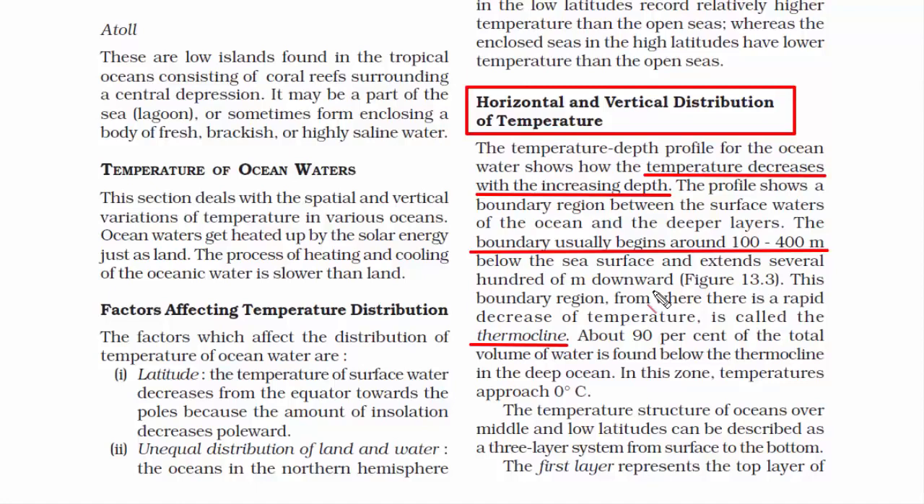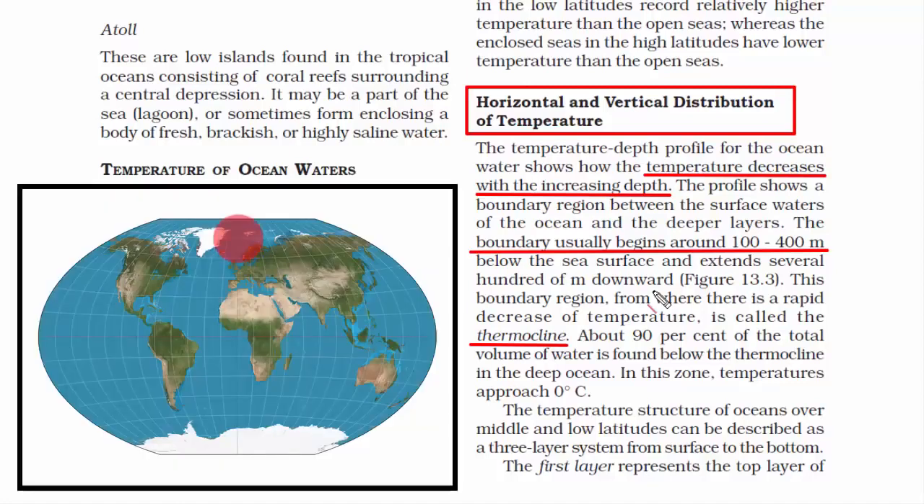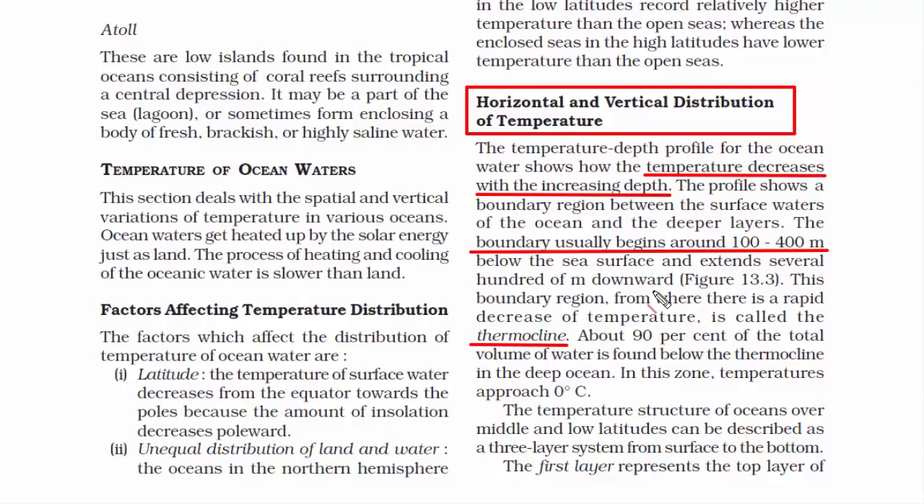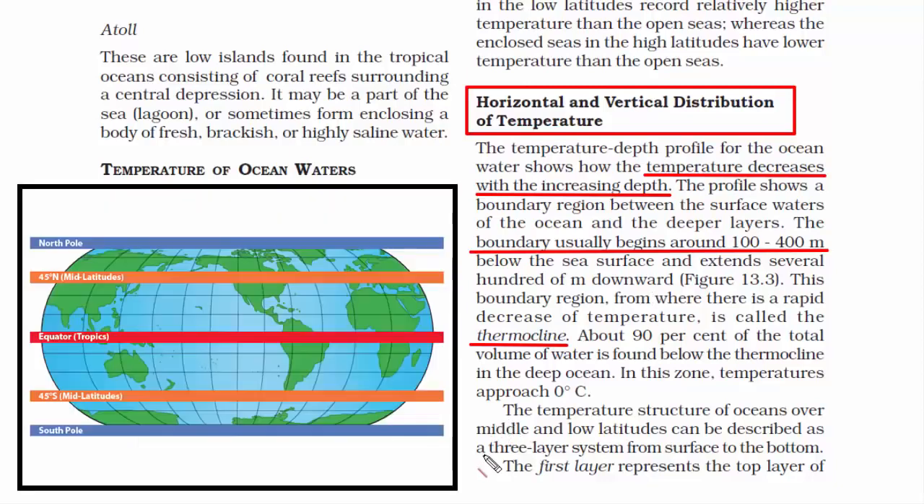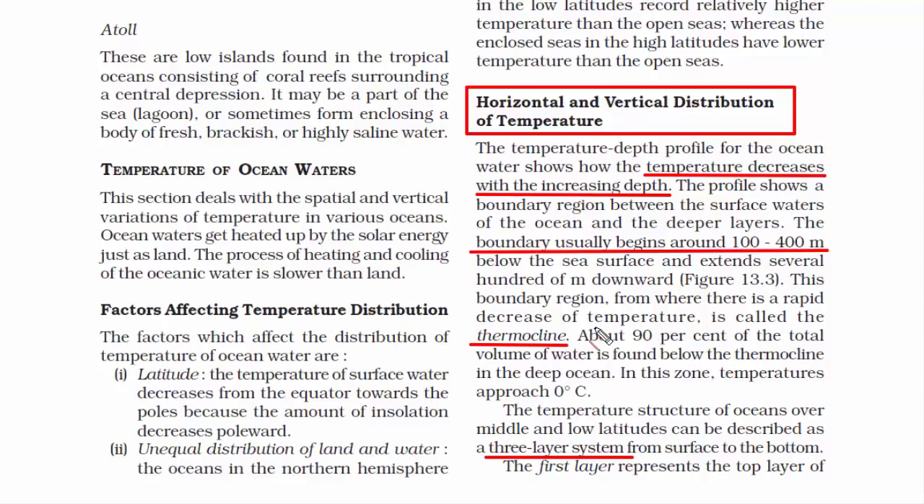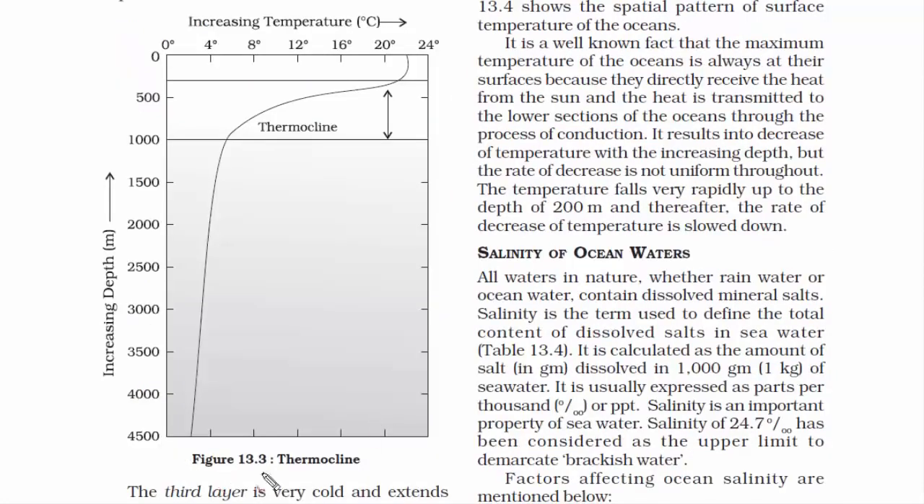At some places on Earth, places like the Arctic and Antarctic region, the temperature of the ocean water below the thermocline goes down to 0 degrees Celsius. The temperature structure of oceans over middle latitude, so middle latitude is this region, and low latitude is this region, can be described as a 3-layer system from surface to the bottom. I think we already have a picture over here.